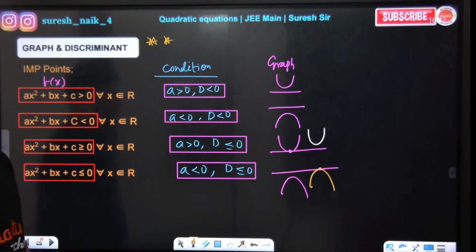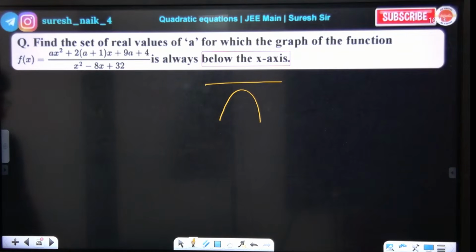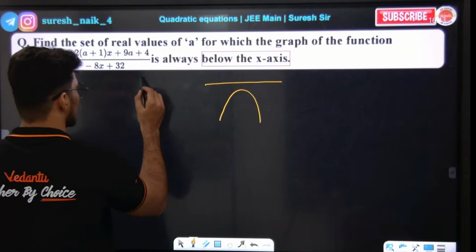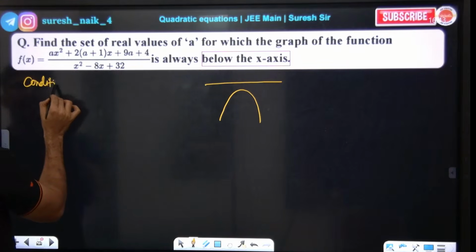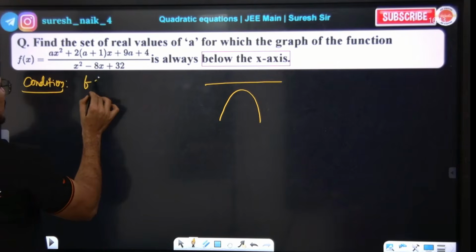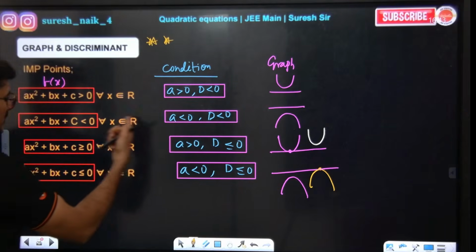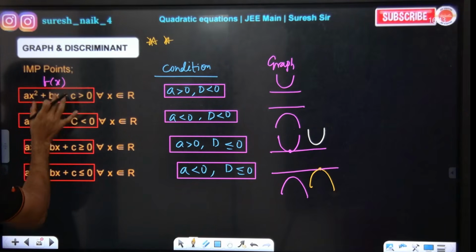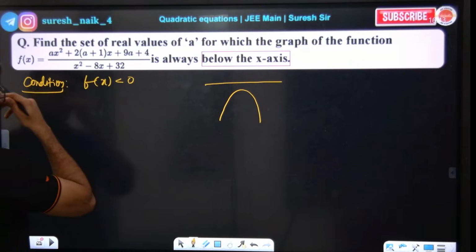Observe well, and you can just apply it in the question. Now look, below the x-axis means what? What is the condition I should apply? Below the x-axis means definitely f of x should be less than 0. So f of x is less than 0 for all x belongs to R.